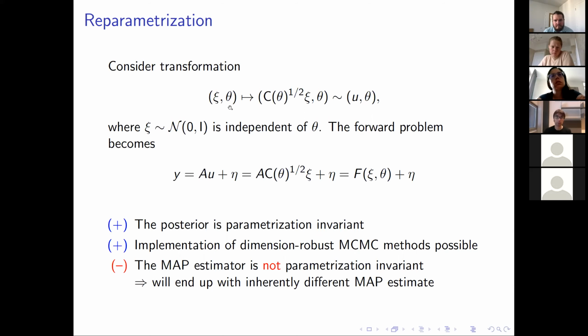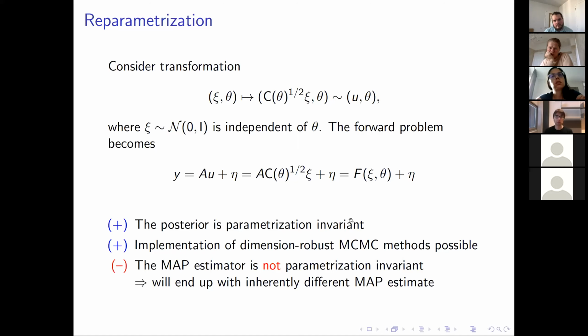This is the hierarchical parameter with the following transformation. So instead of looking at an equation y equals Au plus theta u, you write A and the square root of the covariance operator and psi being just white noise. With this transformation, this product has the same statistics as u, and therefore you end up with a nonlinear problem with this new parameterization.